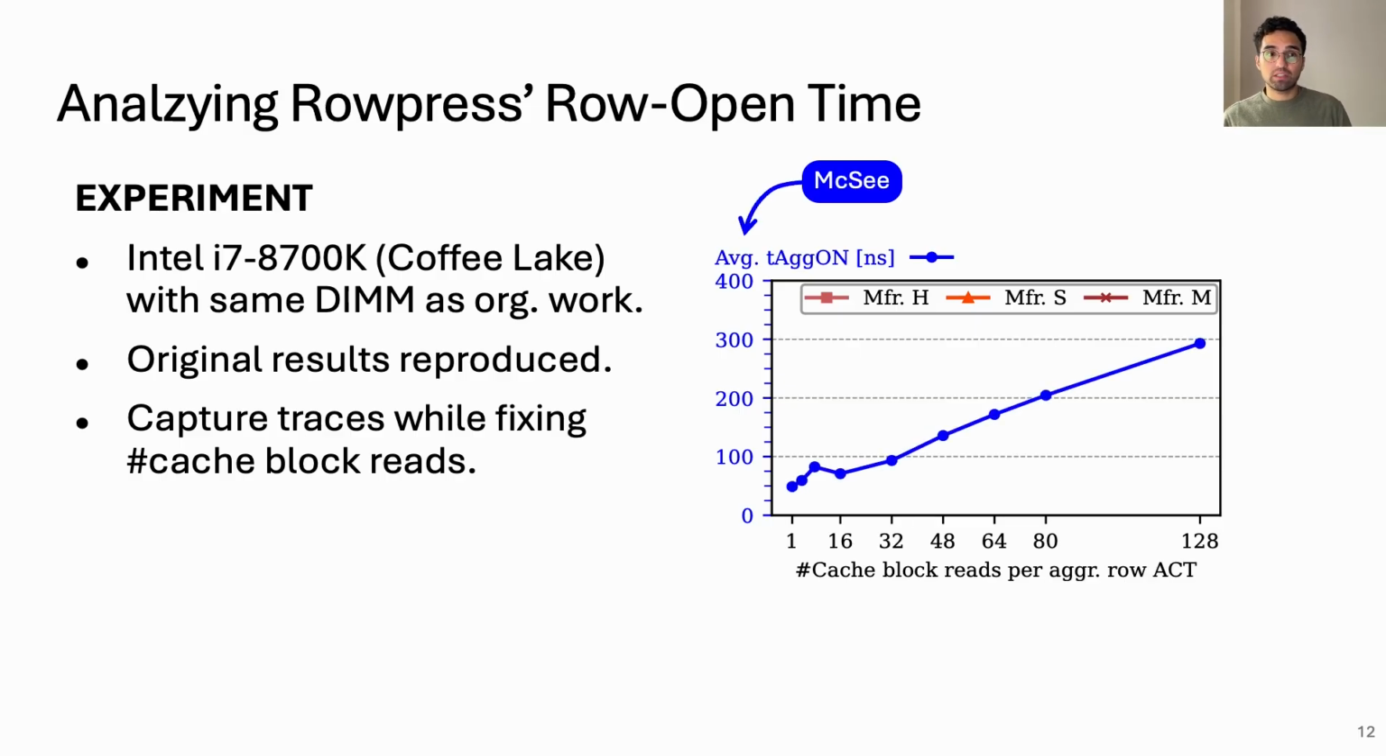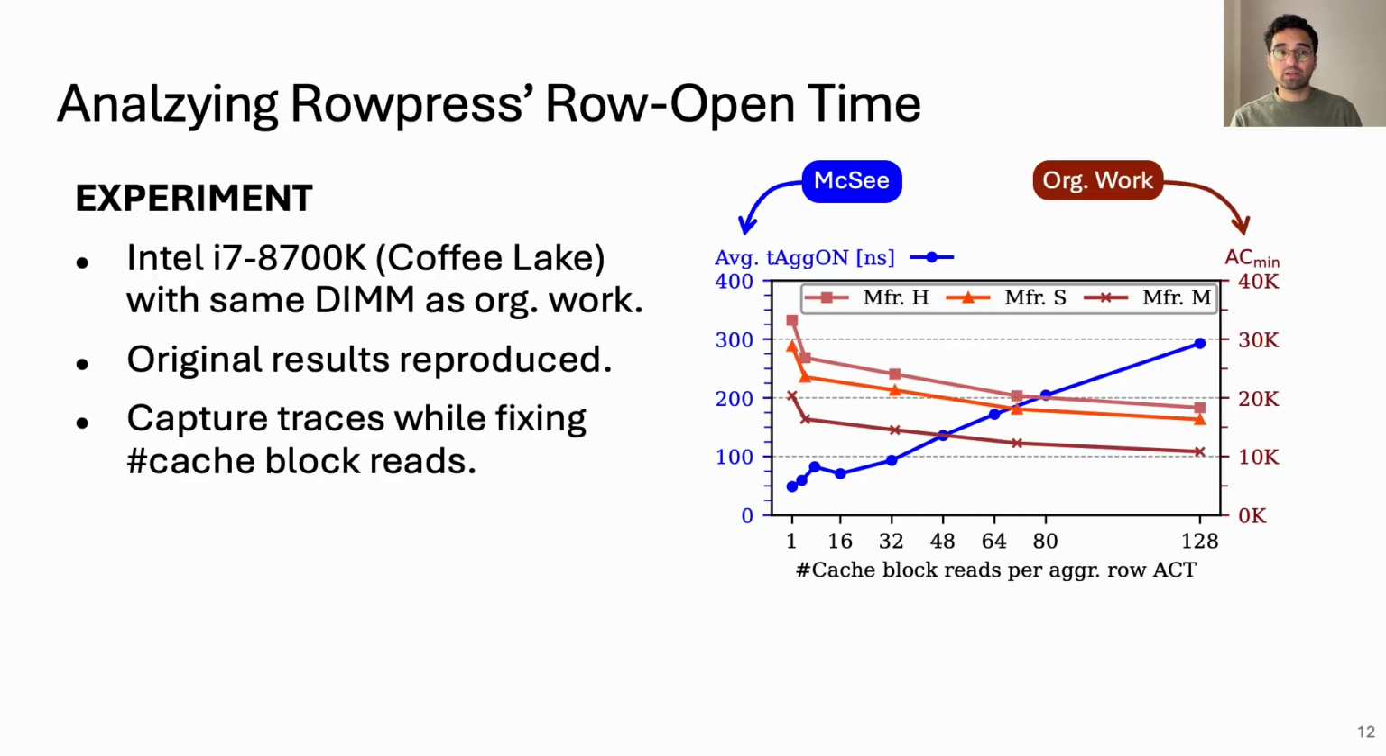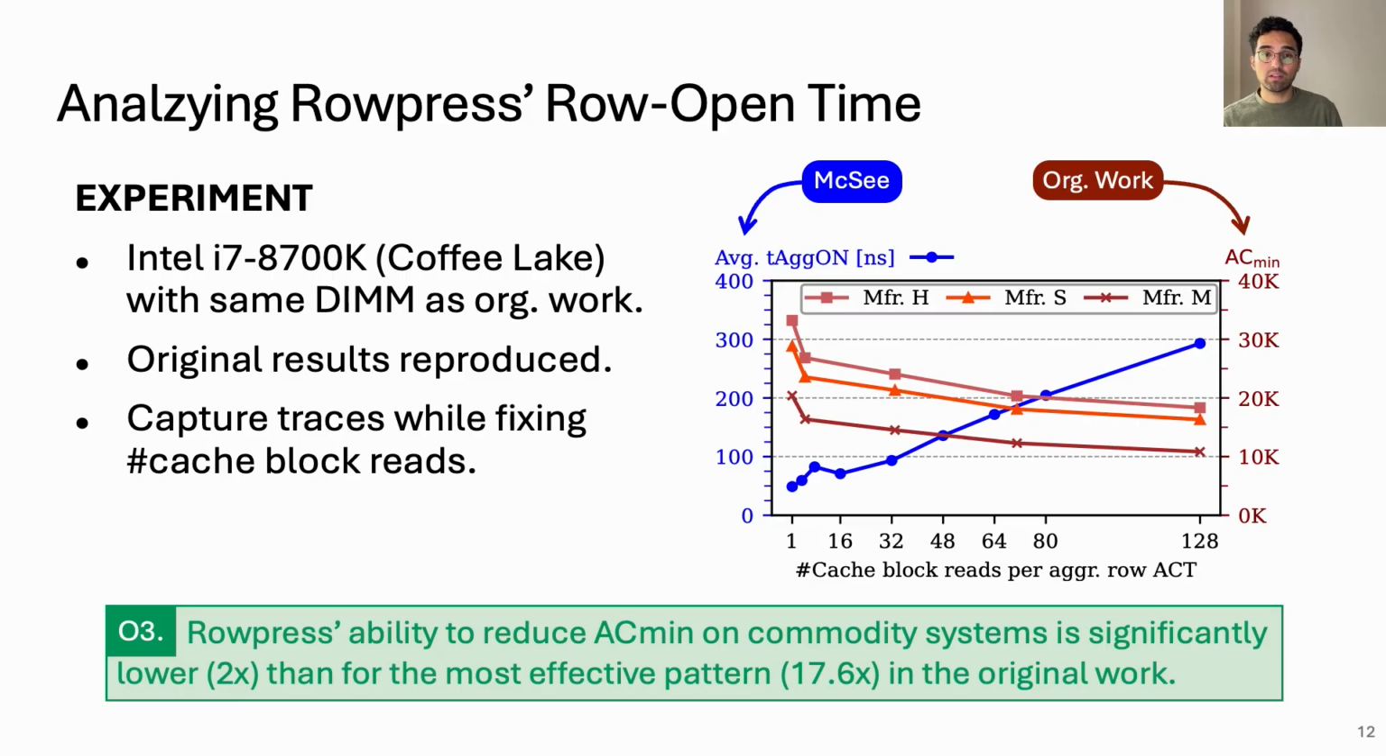And if we put these values in perspective of the AC min degrees of their work, we can see that the AC min only decreases by 2x rather than 17.6x reported for their most effective Rowpress pattern. And this shows that there is still a lot of potential to improve Rowpress attacks on real systems.